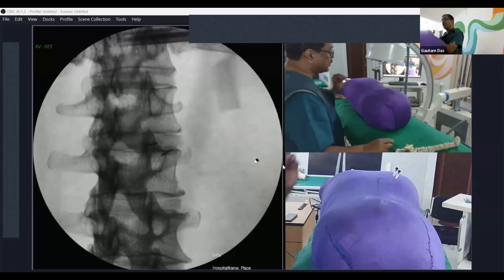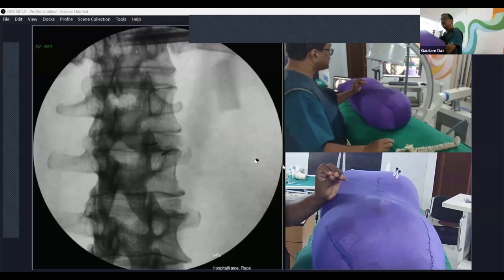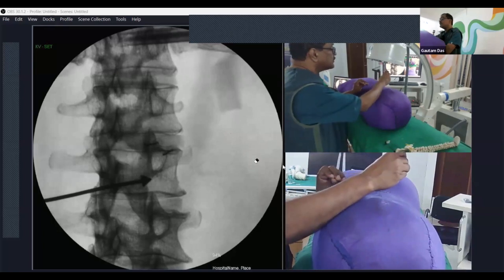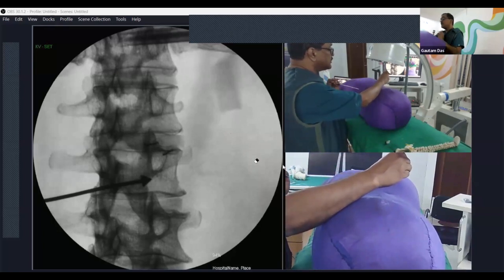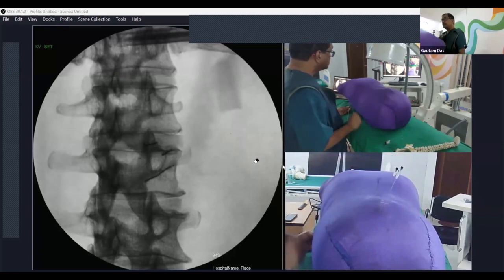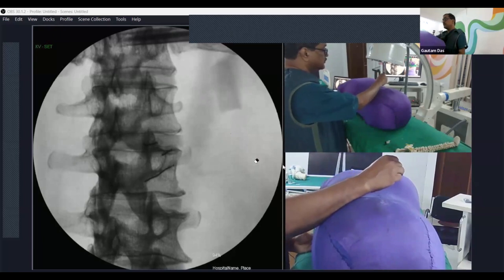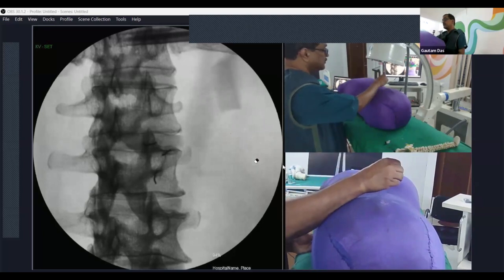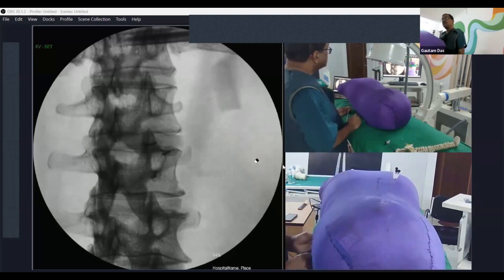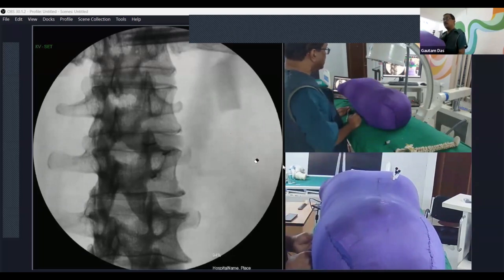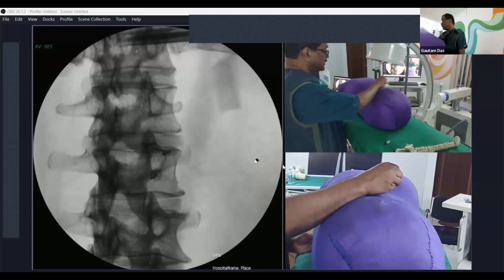Then another needle I'll be putting for the subpedicular approach. This needle is for the subpedicular, the supraneural approach, in tunnel vision. Okay, now it's perfect tunnel vision. I'm hitting the inferior border of the pedicle, and now I'll be slipping it into the foramen.